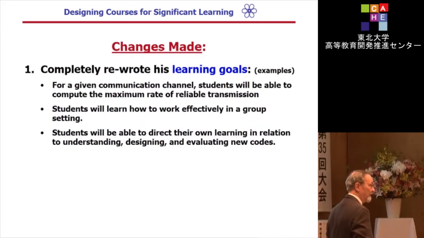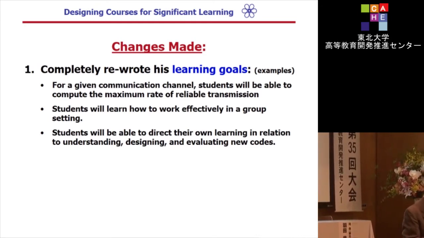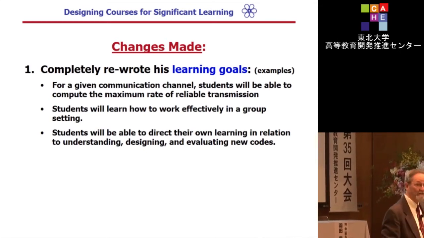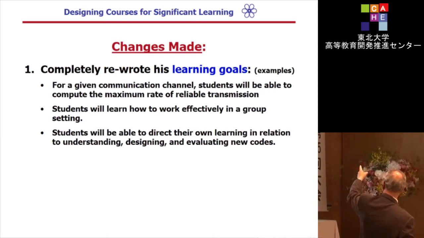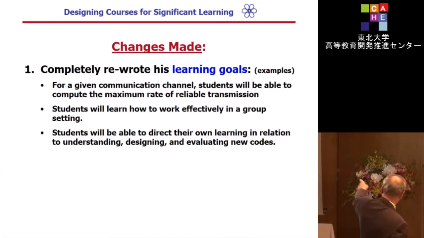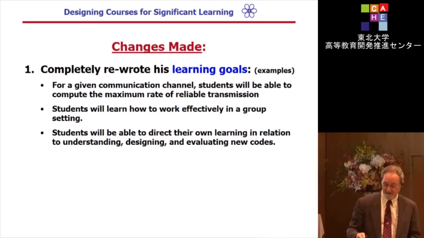Here's what he did. He completely rewrote his learning goals. He used that taxonomy and wrote learning goals for all 6 categories. I just showed you 3 of them here, just so I can get on the slide. First one is application. He wanted students to compute the rate of reliable transmission. Next one was human dimension, working with others in a group. The last was learning how to learn about new codes that come out, what they are, how to assess them, and how to use them, and so forth.